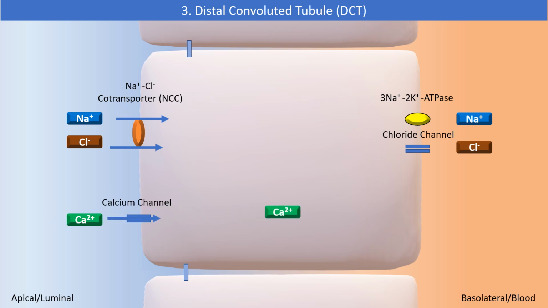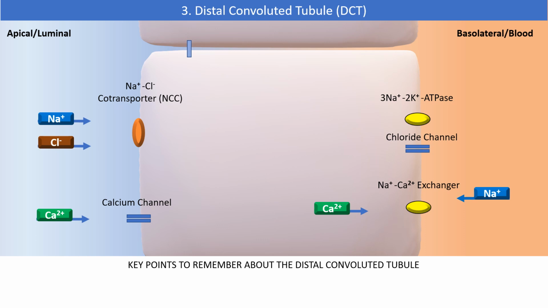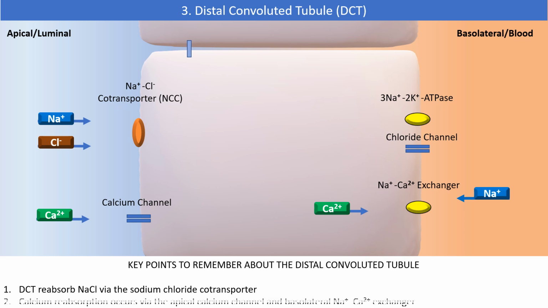The DCT is also involved in calcium reabsorption. Here, calcium is reabsorbed at the apical surface via a calcium channel, then back into circulation via the sodium-calcium exchanger. Key points to remember about the distal convoluted tubule. The DCT reabsorbs sodium chloride via the sodium chloride cotransporter. Calcium reabsorption occurs via the apical calcium channel and basolateral sodium-calcium exchanger.